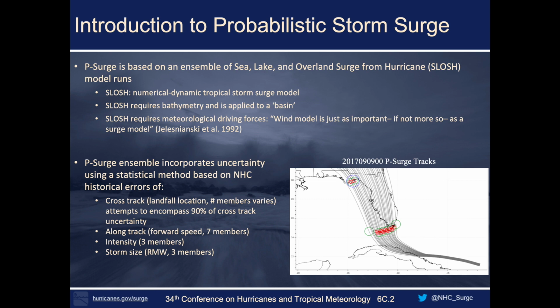The P-Surge ensemble accounts for uncertainty, or attempts to account for uncertainty in the cross-track and along-track directions, as well as the intensity of the storm and the storm size. And for the storm size, it does this by setting the radius of maximum winds, or RMW, and it has a 3-member ensemble. And this is what I'm primarily going to be talking about in this talk.